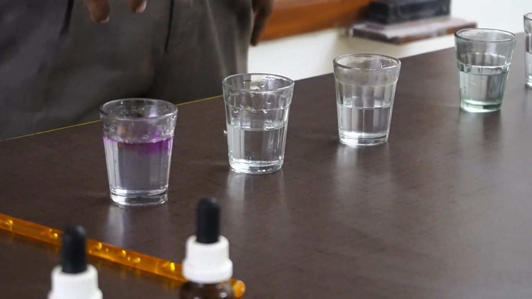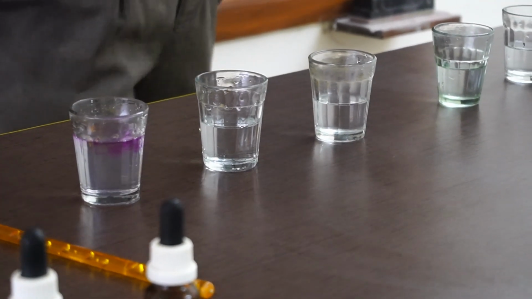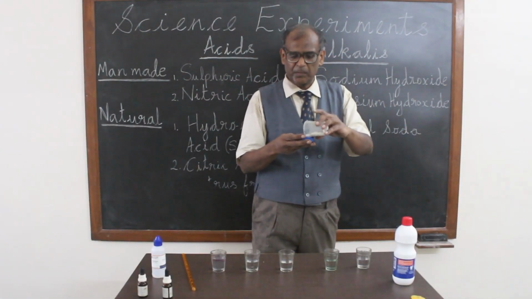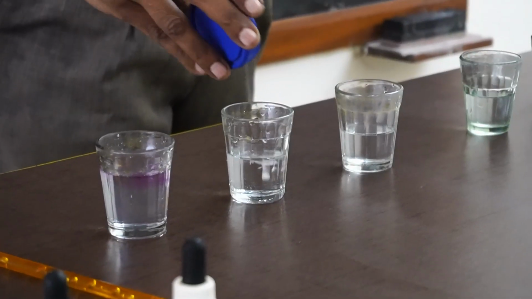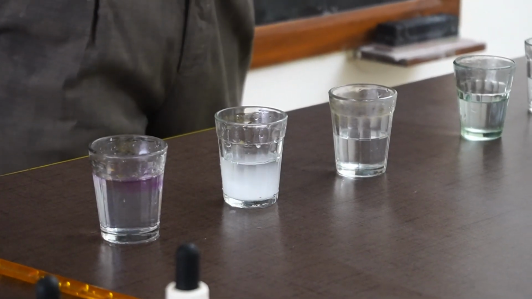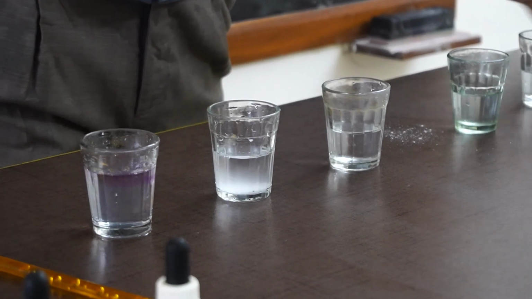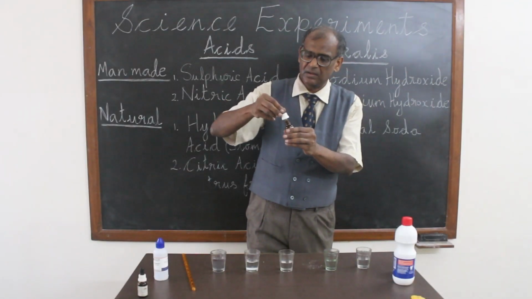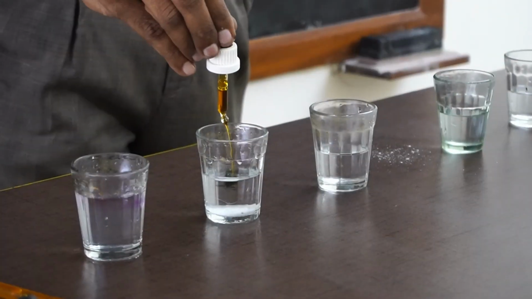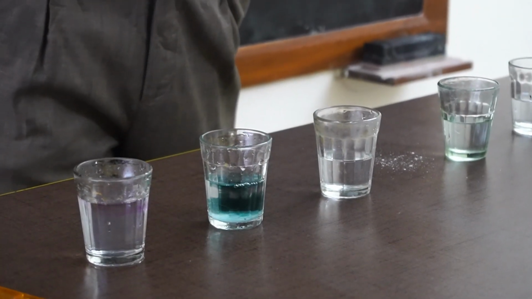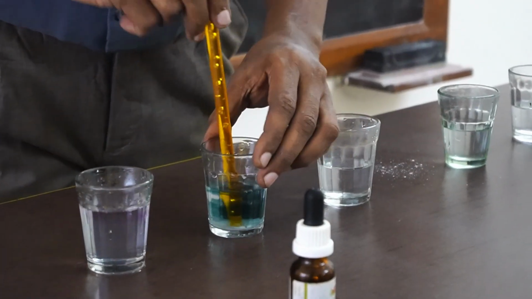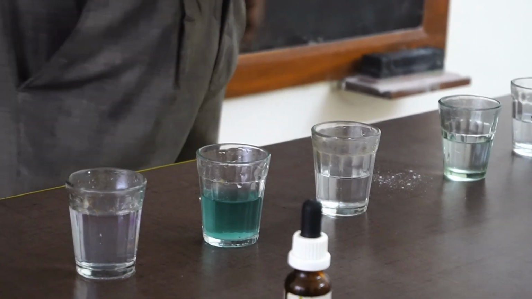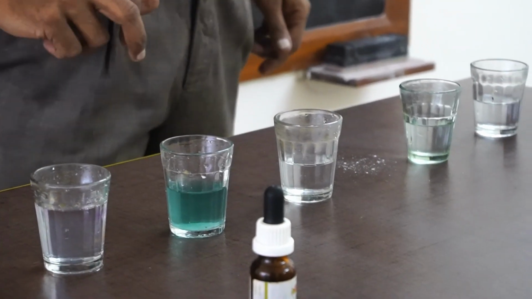Next, let us take some, this is water. This is common baking soda, which is used for producing idlis and dhoklas. We have put this. Let's take this litmus indicator this time, whether there is any change in color. And let's stir this. We see blue coloration. So this baking soda is also alkaline in character.